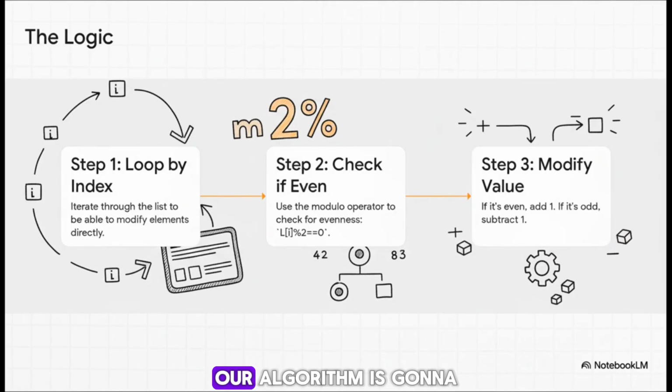The key phrase here is "in place," which is just a fancy way of saying we're changing the original list directly. Our algorithm is going to feel a lot like the last one. Once again, we need that index-based loop. And inside that loop, the real workhorse is a simple if-else statement. We use the modulo operator, that little % sign, to see if a number is even. If the number divided by 2 has a remainder of 0, it's even. If not, it's got to be odd.